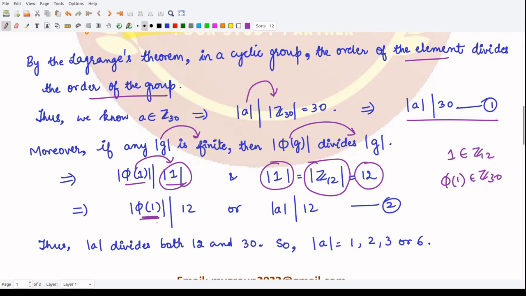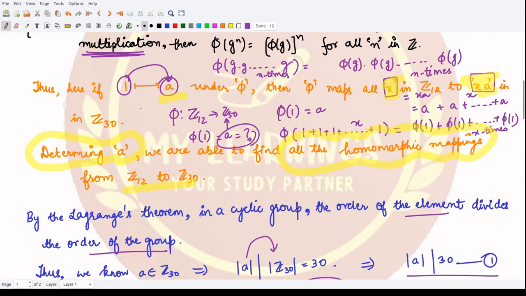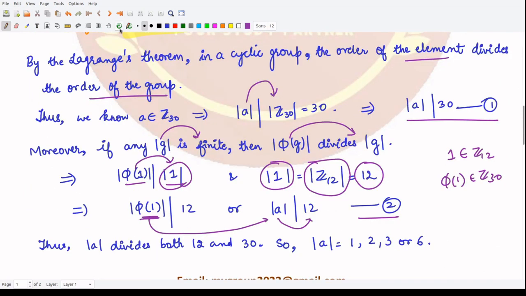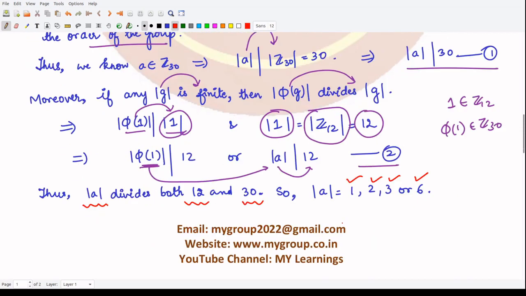And what is phi of 1? It was A, because this is how we have defined our mapping, correct? So therefore in this case we have the order of A divides 12. Let's mark this as equation 2. So from equation 1 and from equation 2 we can clearly see here that the order of A should divide both 12 and 30. So what possible numbers can you get from here? We could get 1, 2, 3 or 6 when we have this condition that the order of the element A should divide both 12 and 30.